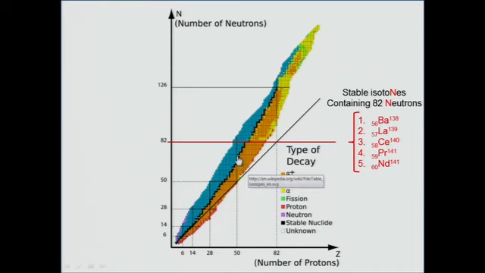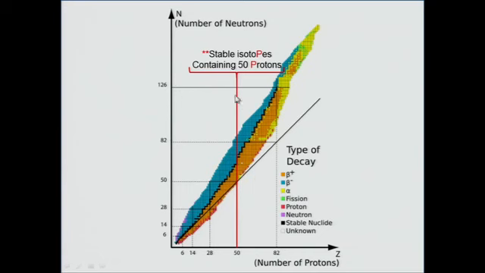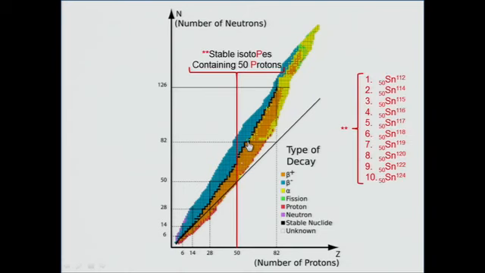Then also, if you look right here, notice how many dark black lines there are right at this 50 level. Those are all the stable isotopes containing 50 protons. Notice how many of them there are. It turns out that that's 10. Tin has 10 stable isotopes, by far the most here. So it's not as simple as a single curve with one at each point. But there's a general trend here.